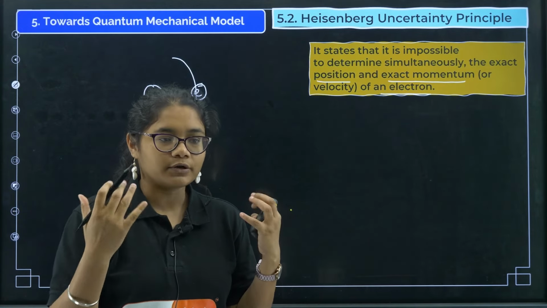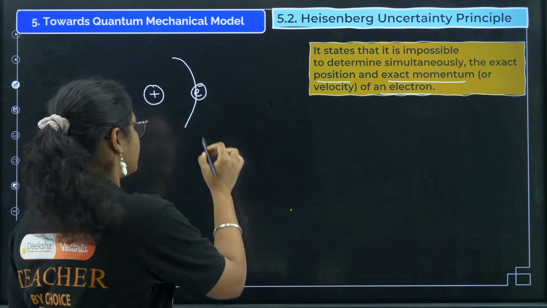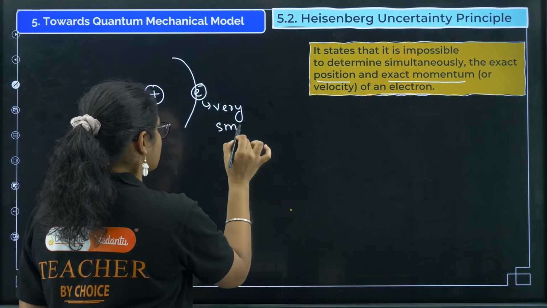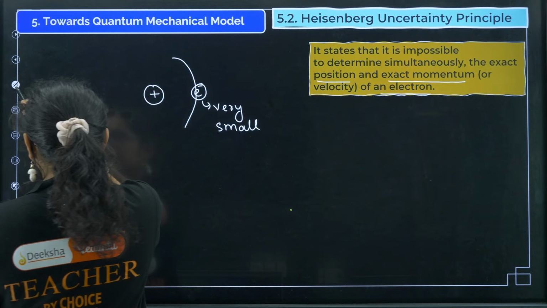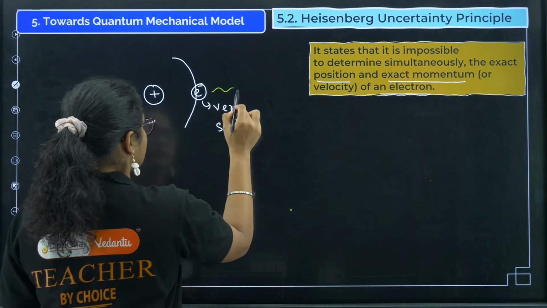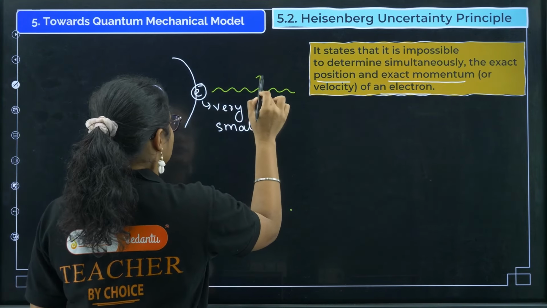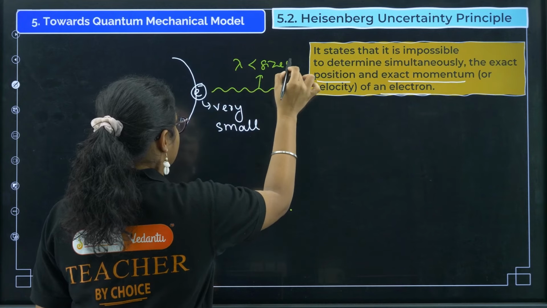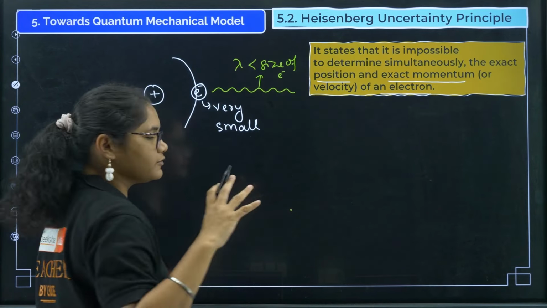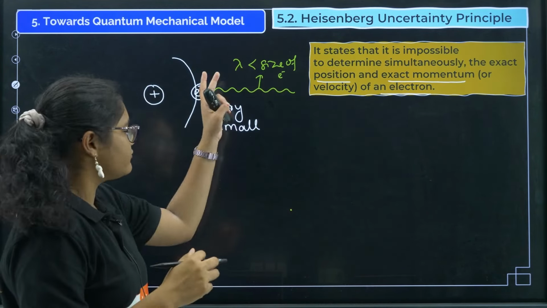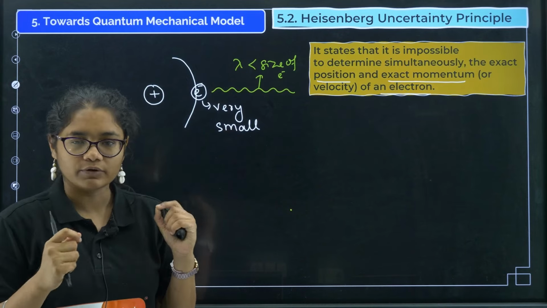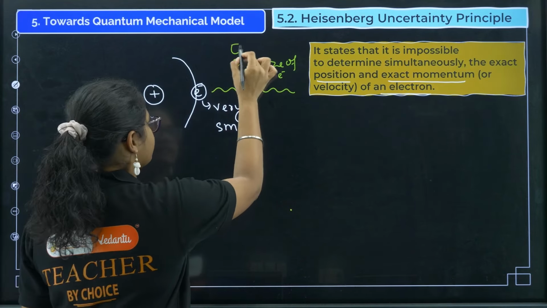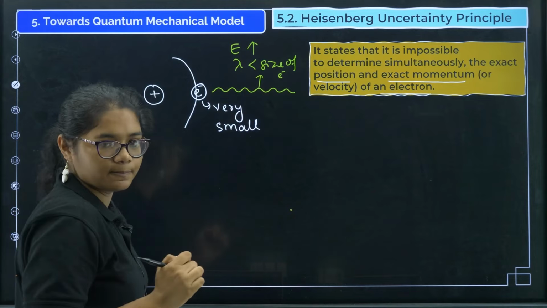These electrons are very small in size. That means the light you are using to see this, its wavelength should be less than the size of the electron, or equal to the size of the electron. Now if the wavelength is very small, then what will happen to its energy? Energy will be very high, right?